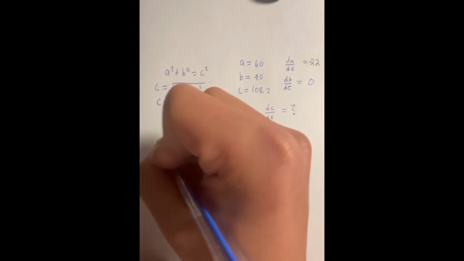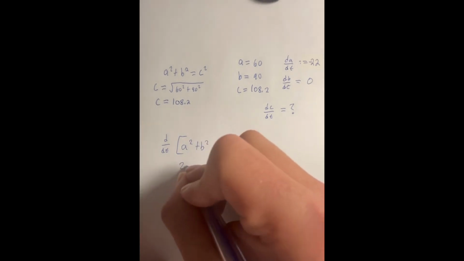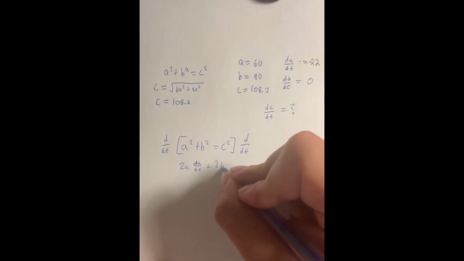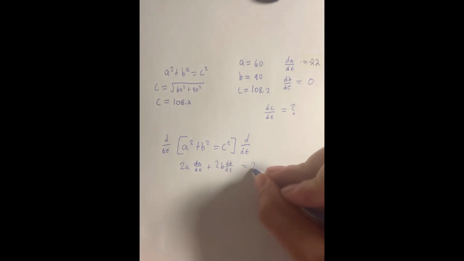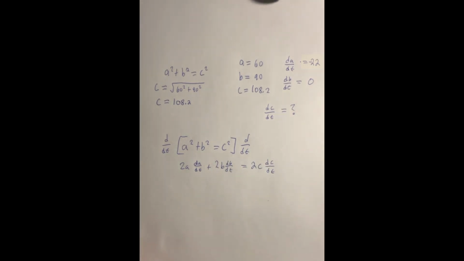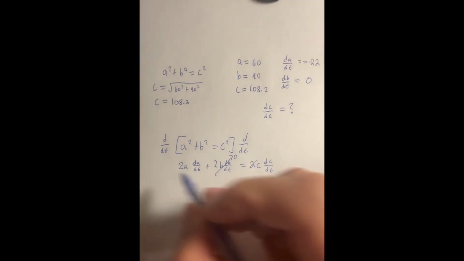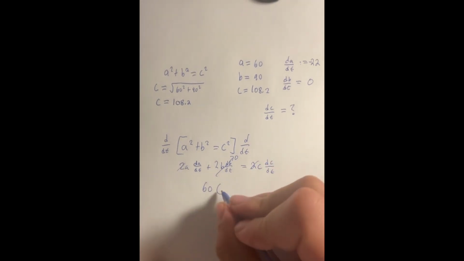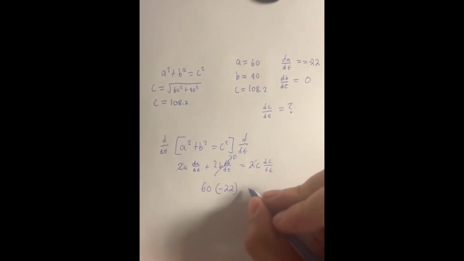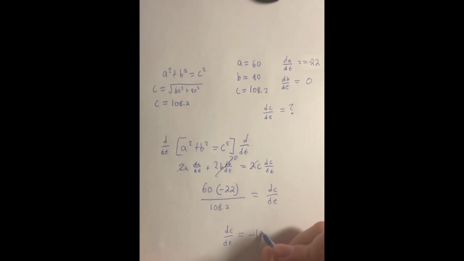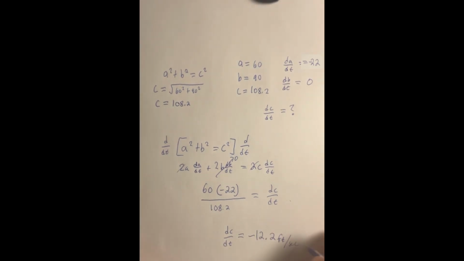We take the derivative of this with respect to t, and we get 2a dA/dt plus 2b dB/dt equals 2c dC/dt. We can eliminate the second term since dB/dt is equal to 0, and we can cross out 2 since it's in all terms. To solve for dC/dt, we plug in our known values of a, dA/dt, and c, and algebraically solve for dC/dt. With this, we get that the rate at which the distance between the base runner and home plate is changing is negative 12.2 feet per second.